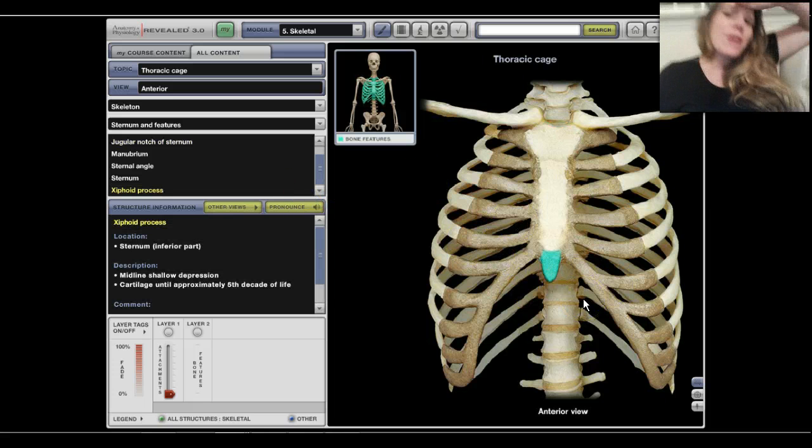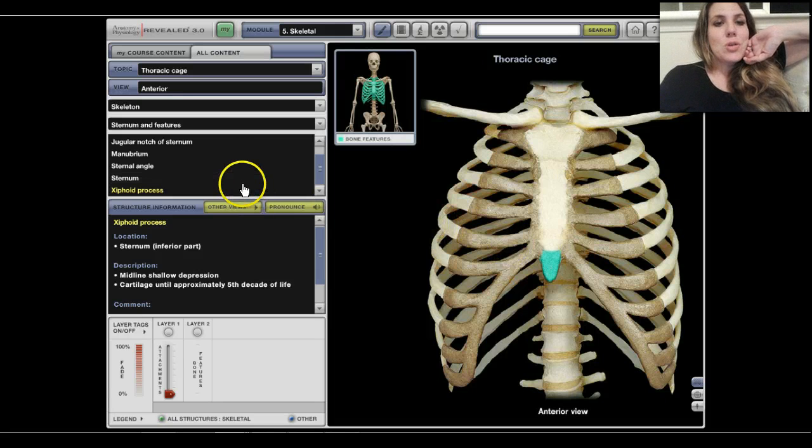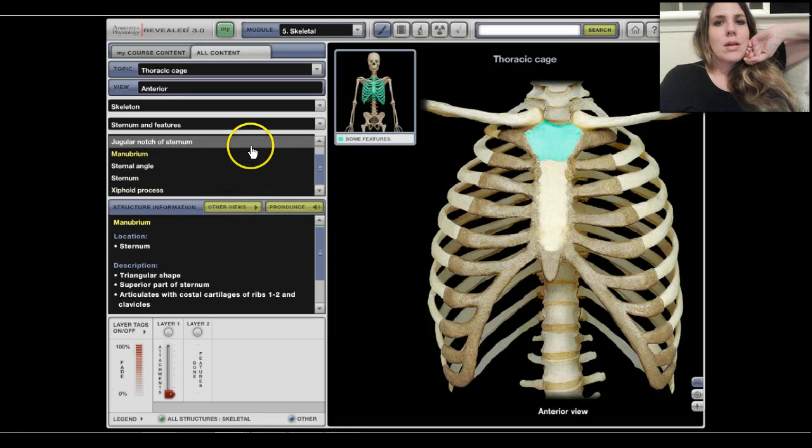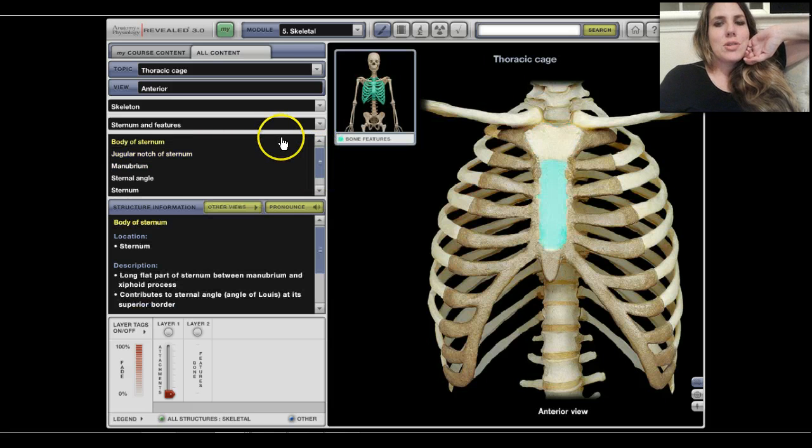And so for most of your life, this is cartilage. And it's actually a landmark point for doing CPR. You try to find the xiphoid process, and that's kind of where you put your hands for CPR. So here's your whole sternum: xiphoid process, manubrium with its jugular notch, and the body of the sternum.